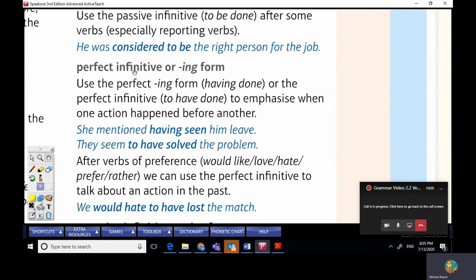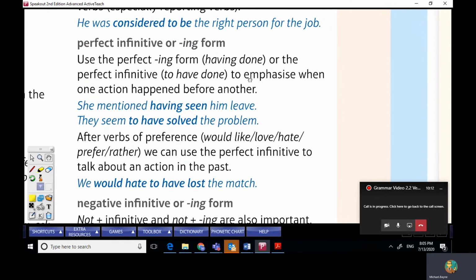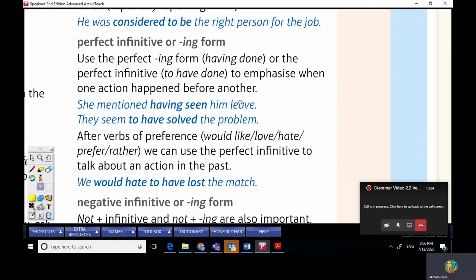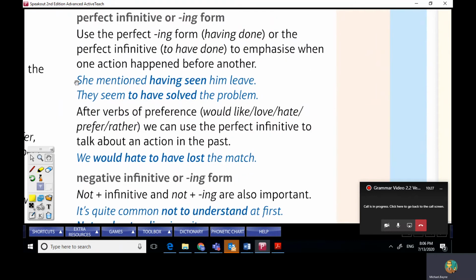All right, and the perfect infinitive or ing form. This is probably the new thing for you guys. So let me try to explain it. Basically, it's just like any other perfect form. Perfect is used to emphasize when one action happens before another. Okay, so sometimes we can just integrate the perfect into this ing or infinitive so that we don't have to really make the sentence too long and complicated.